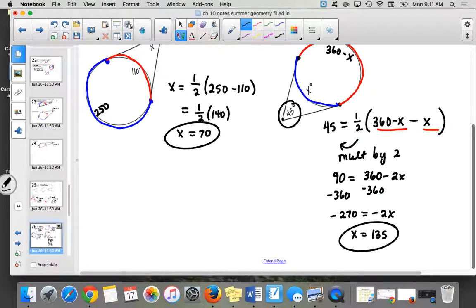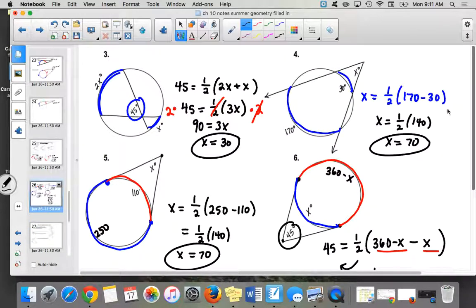All right. Does that make sense? Do you guys understand 10.4? All right. Stop there.